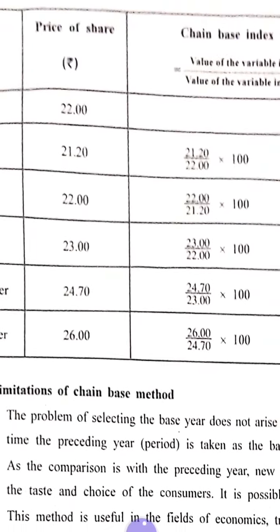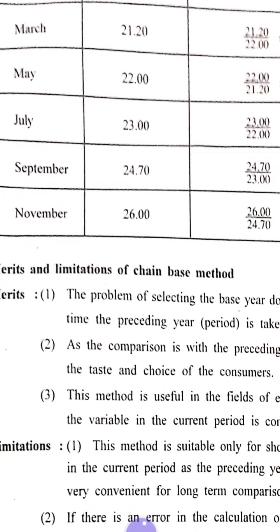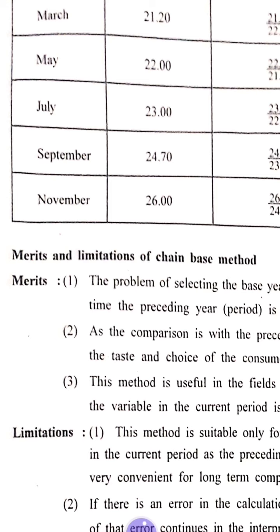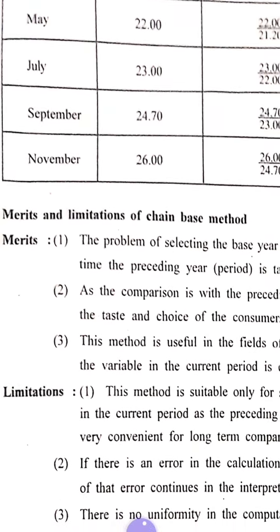And obviously there are going to be merits and limitations of the chain based method. Now we know what the chain based method is. So as per the chain based method, we are going to see its merits and demerits. We had also seen the merits and demerits of the fixed base method. Over here we are going to study the merits and demerits or limitations of the chain based method. So obviously, first of all, the advantages. We'll come to the first advantage, right? What is the advantage of the chain based method of finding out the index number?